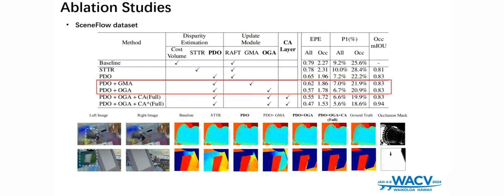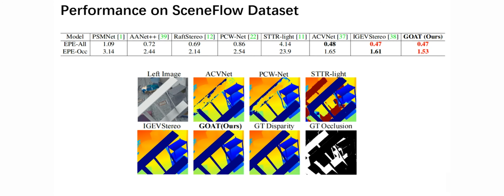Besides, we also conduct comparison experiments with other disparity refinement modules, including RAFT-Stereo and GMA. Experimental results show that our proposed OGA demonstrates better performance by showing lower EPE and P1 values. Visualization results below also show that using the PDO and OGA modules together can produce the best disparity estimation results. Our method achieved top performance on the SceneFlow dataset, both in overall regions and occluded regions, as we can see from the table and figure.